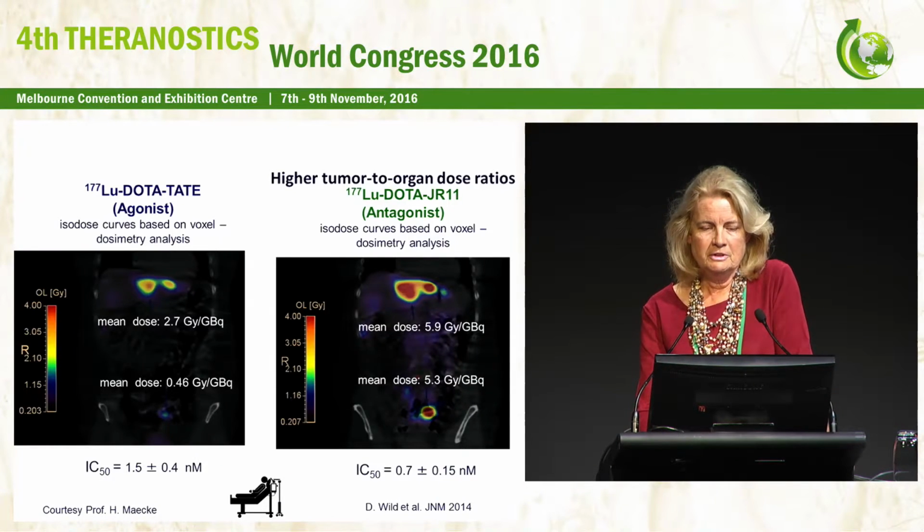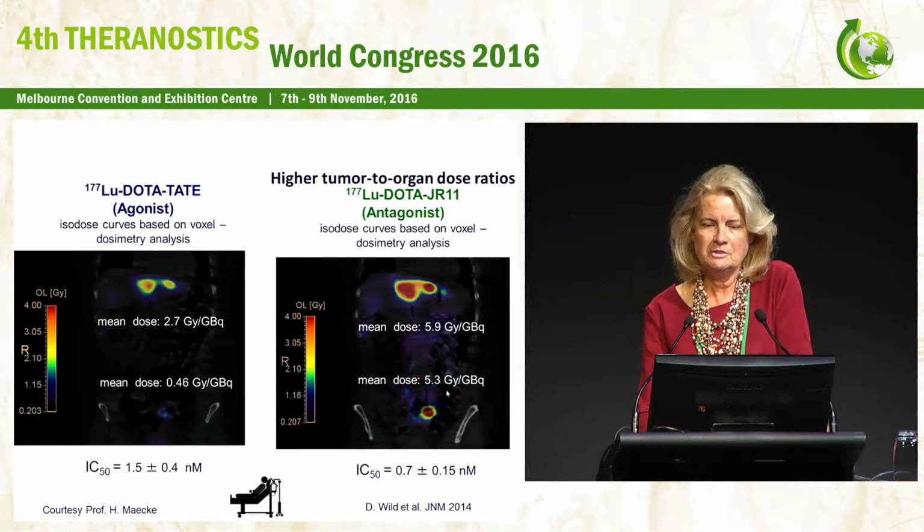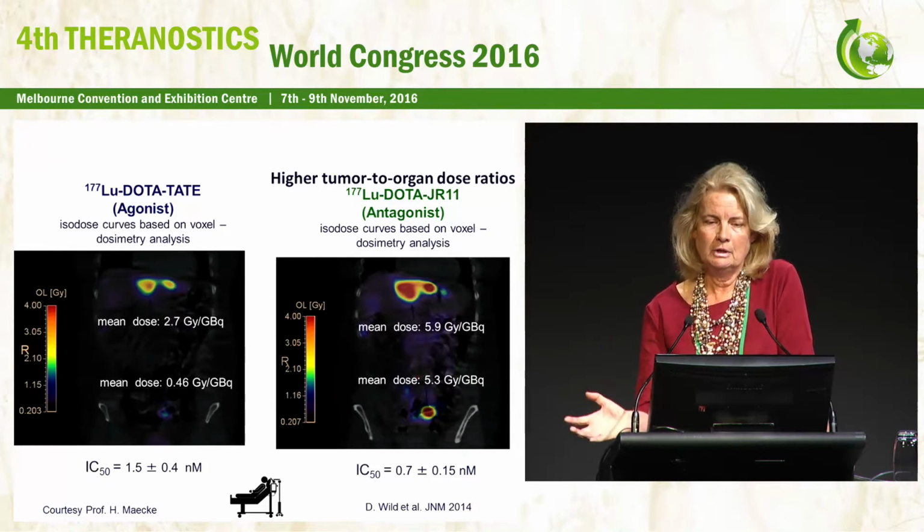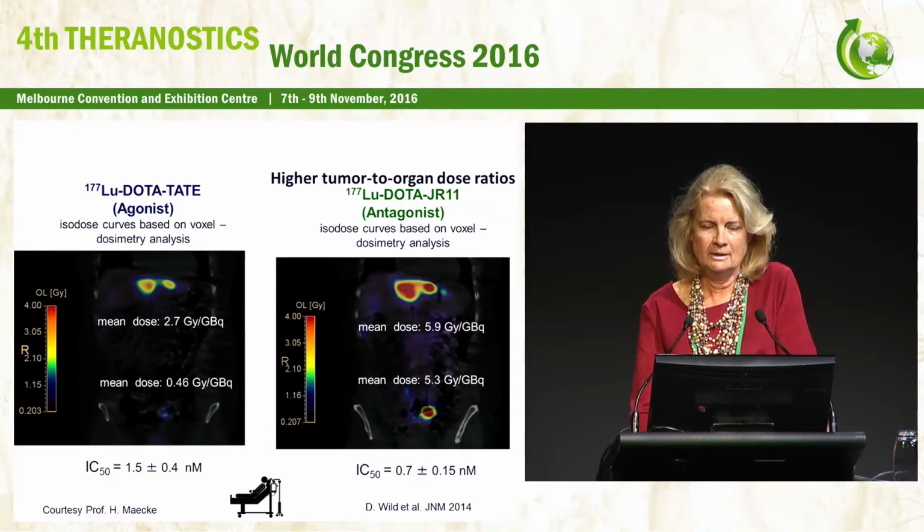There was this interesting pilot study that has been shown before today, in which, in a limited number of patients, a low dose of lutetium dotatate was compared with lutetium DOTA-JR11, the antagonist, and the isodose curves showed us that a higher dose was obtained with the antagonist, and also there was a higher tumor to organ dose ratio. Afterwards, this group went on with the high dose therapy with the JR11, but there was no comparison yet with the agonist, and it would be interesting to see this also in clinical studies now.